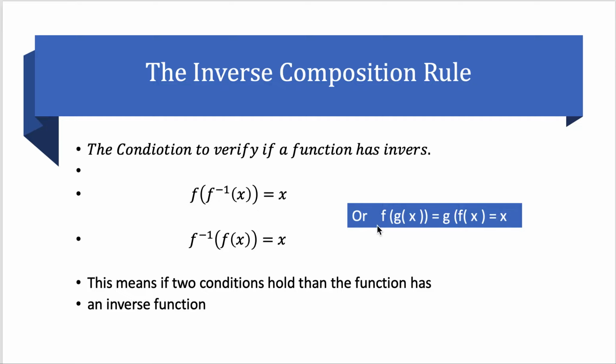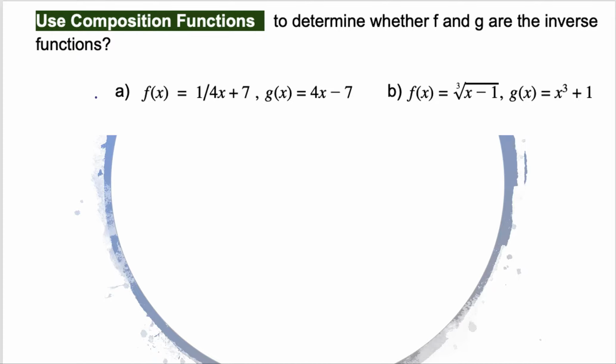Or sometimes, if we want to find whether two functions are inverses of each other, we can write it this way: f of g of x is equal to g of f of x, and both of them are equal to x. This means if two conditions hold, then the function has an inverse function. Let's take one example here down. So we have two examples, A and B, and let's go first with example A.